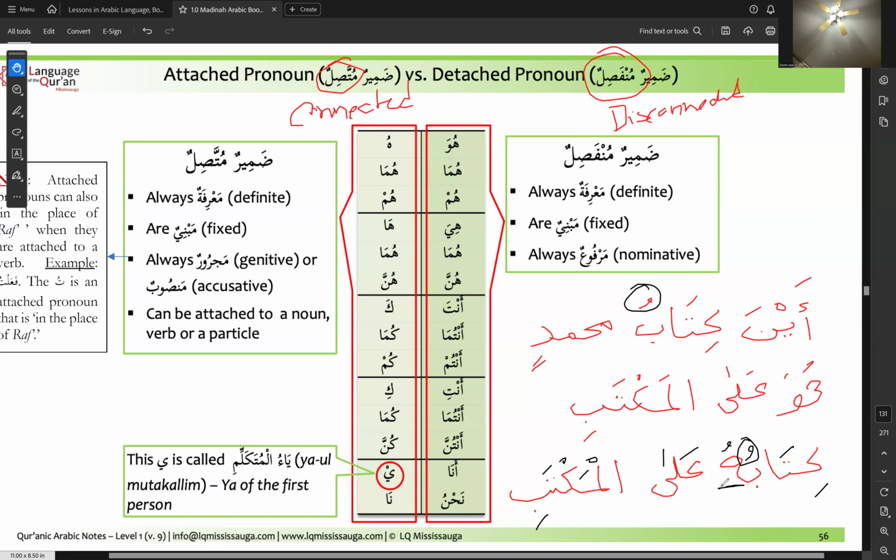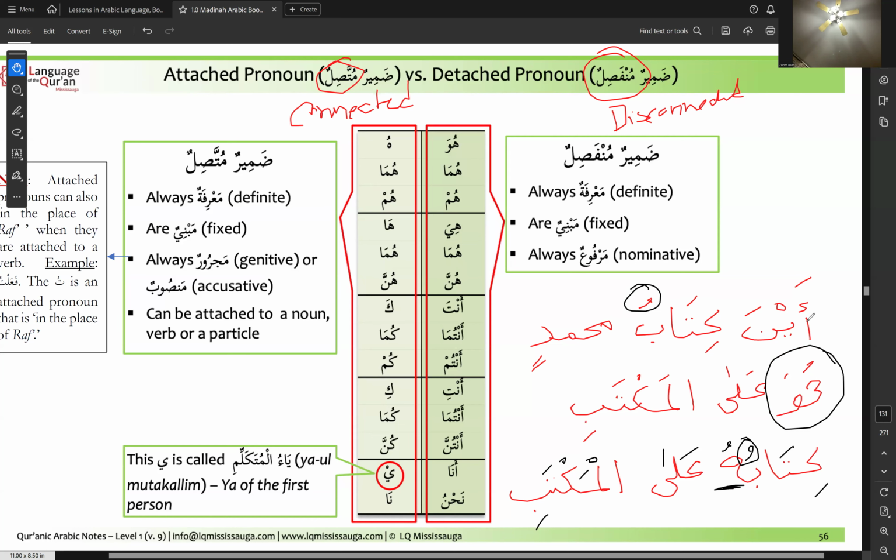Now we're adding this ha and attaching it to the word. This ha is a representation of the word huwa. But these two things mean two different things. So let me translate. Starting from the top, Aina kitabu Muhammadin.